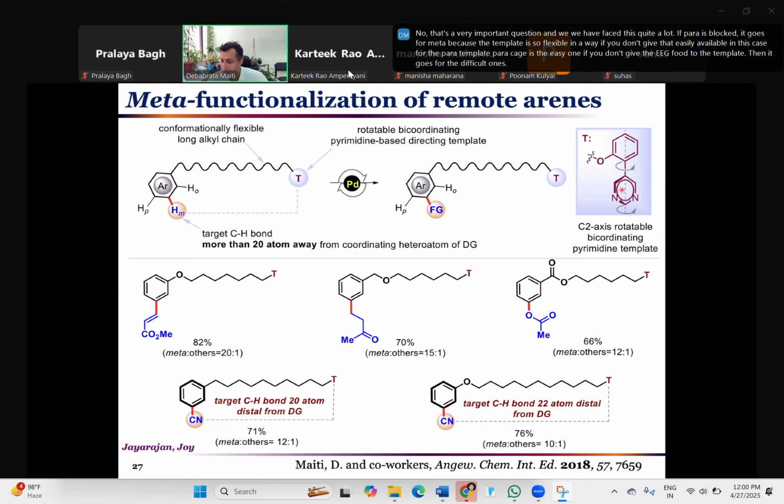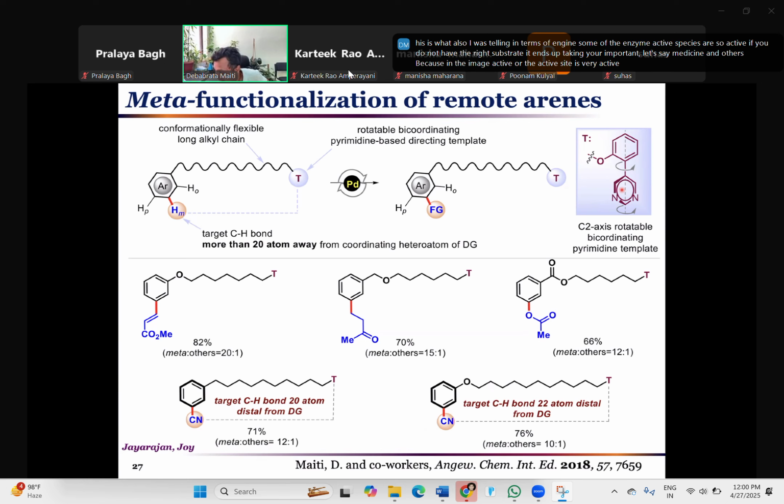This is what also I was telling in terms of enzyme. Some of the enzyme active species are so active, if you do not have the right substrate, it ends up taking your important, let's say, medicine and others, because the enzyme is active, or the active site is very active. So you need to give the right substrate in the right amount, in the right control. If you do not have it, other things get chewed up.